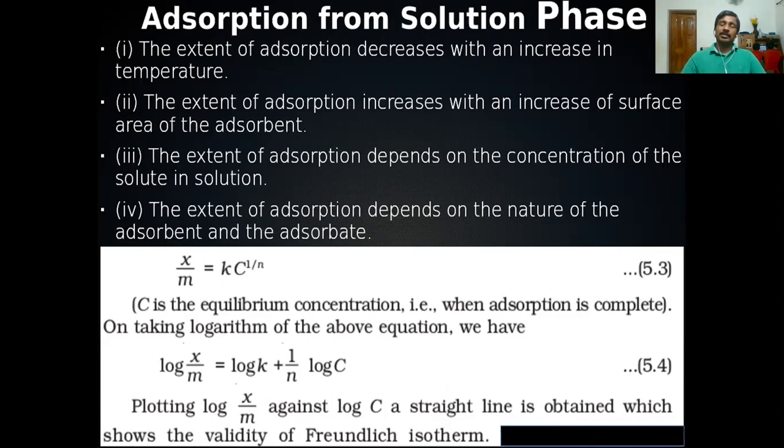Now, what is the Freundlich adsorption isotherm for gases? x by m is equal to kp raised to 1 by n. Instead of pressure, if you use C, the concentration term, you will get the equation x by m is equal to kC raised to 1 by n, very similar to that of the Freundlich adsorption isotherm for gases. C is the equilibrium concentration, that is when adsorption is complete.